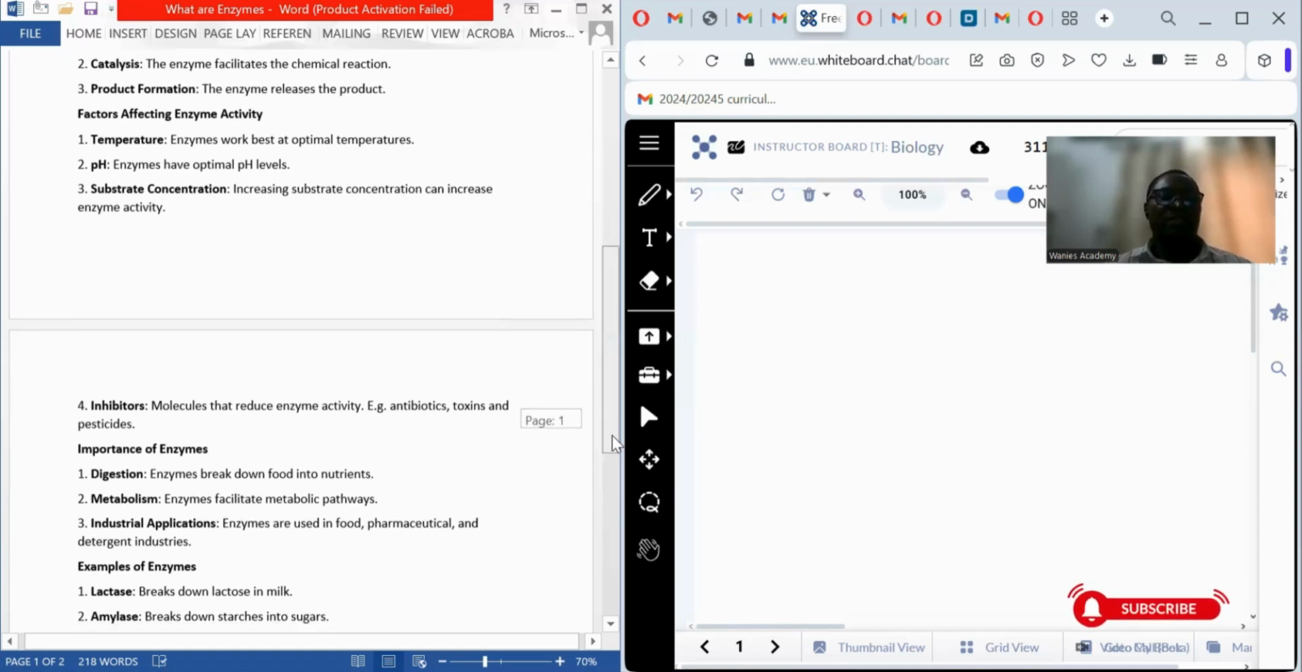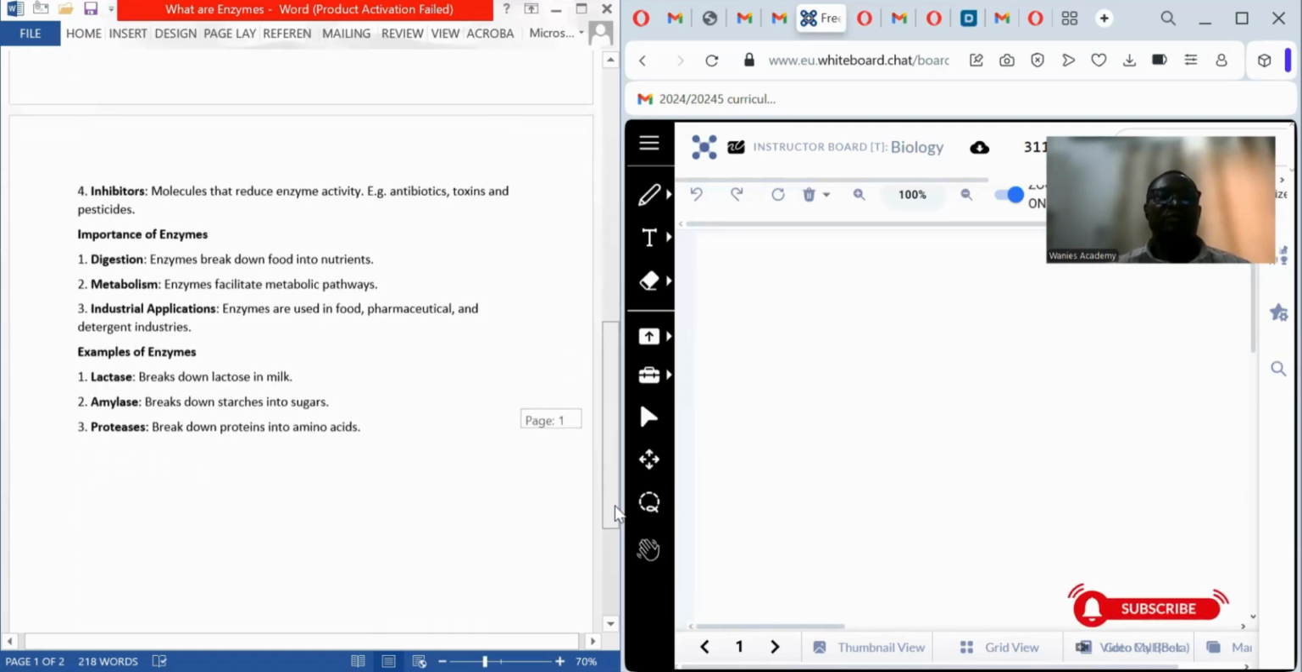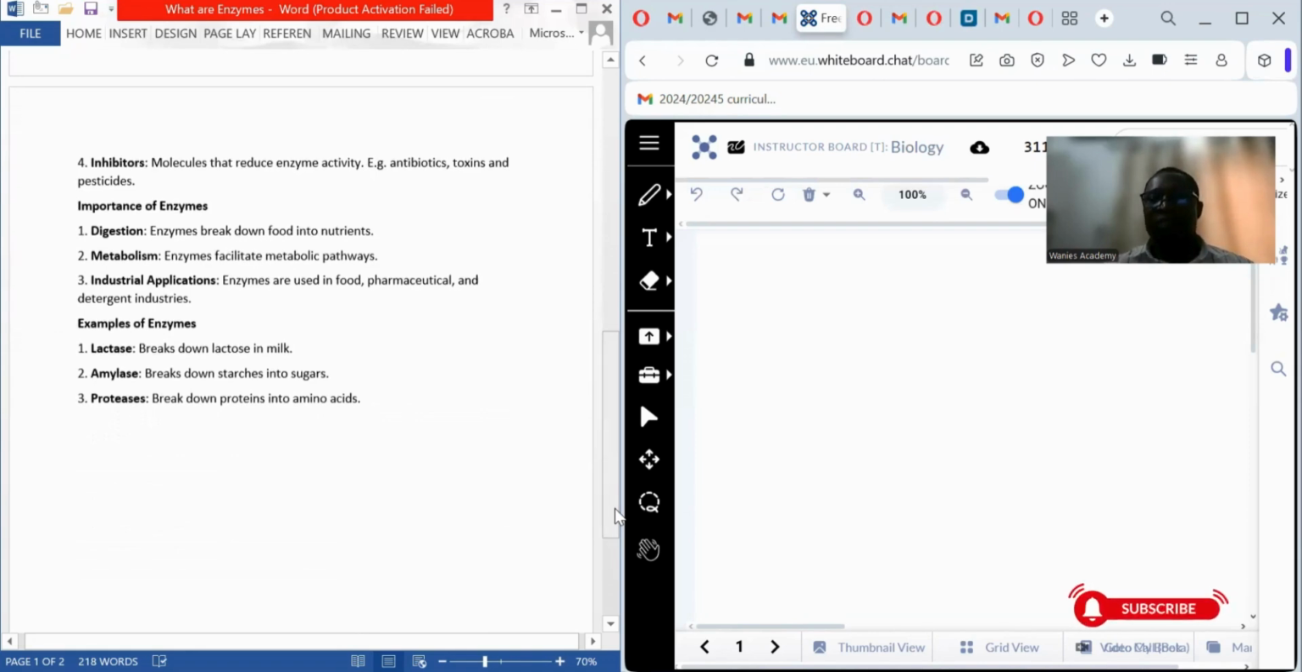Let's see some importance of enzymes. Enzymes are seen in the process of digestion, where solid food substances are broken down into simpler forms for absorption in living organisms. So they aid the process of digestion in humans. They also aid metabolism, which is the chemical reactions within the body of living organisms. They are also used industrially in the manufacture of some food substances, some drugs in the pharmaceutical industries, and detergents in the detergent industries. Examples of enzymes include lactase, amylase, and proteases.